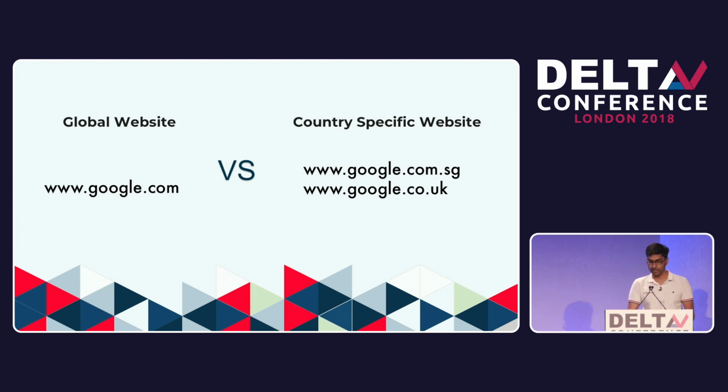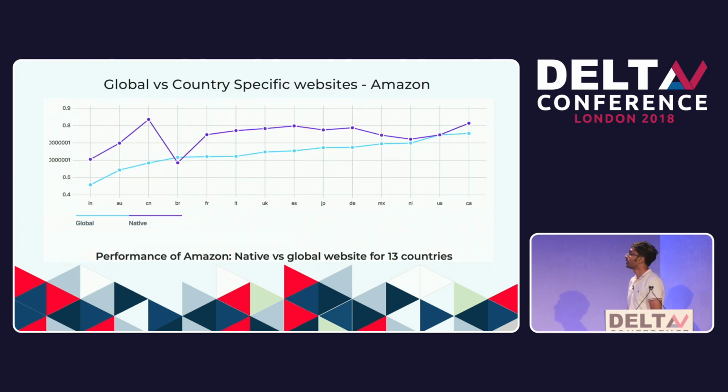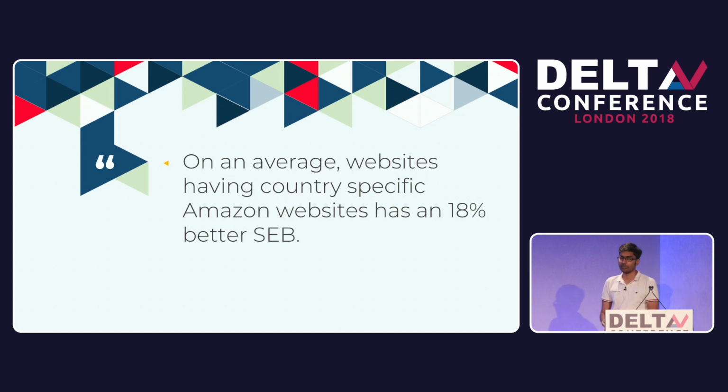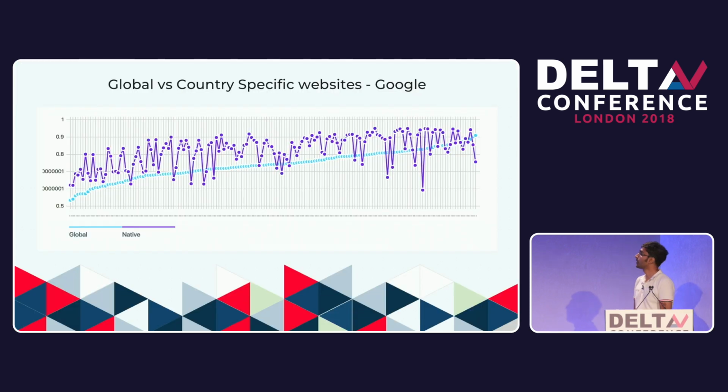So we were able to measure that for Amazon. So for the 13 sites that we tested, 12 of them had better SEB metrics for the country-specific website, which is what we expected. So on average, we found that by using the country-specific website, you get 18% higher SEB for the same website. We also did the same study for Google. For Google, we analyzed 162 domains. And for 26 of them, we found that using the global website, using google.com, was faster than using the country-specific website.